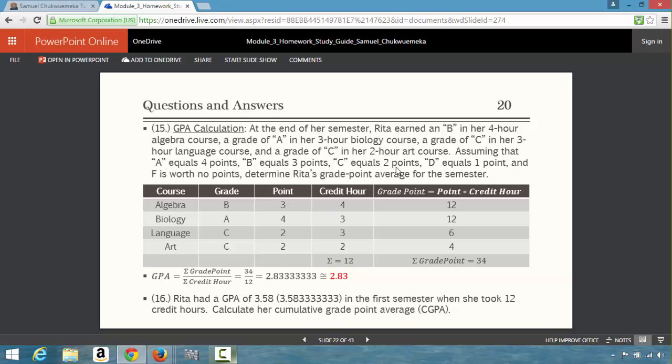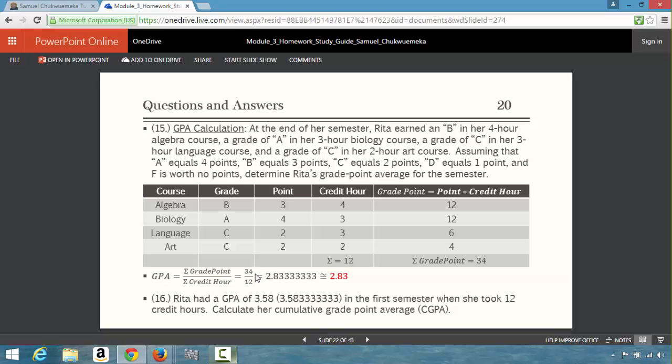At the end of the second semester, what will be her CGPA? This is her GPA for the second semester, but what will be her CGPA? You will need to compute CGPA every semester. So you multiply this by 12 to find the sigma grade point. Then you add it to this 34, and you divide by 12 plus 12. It is sigma grade point over sigma credit hour, the summation of the grade points divided by the summation of the credit hours.